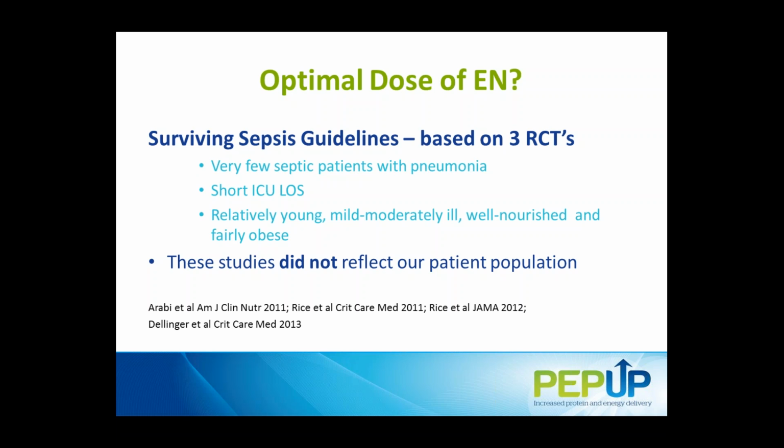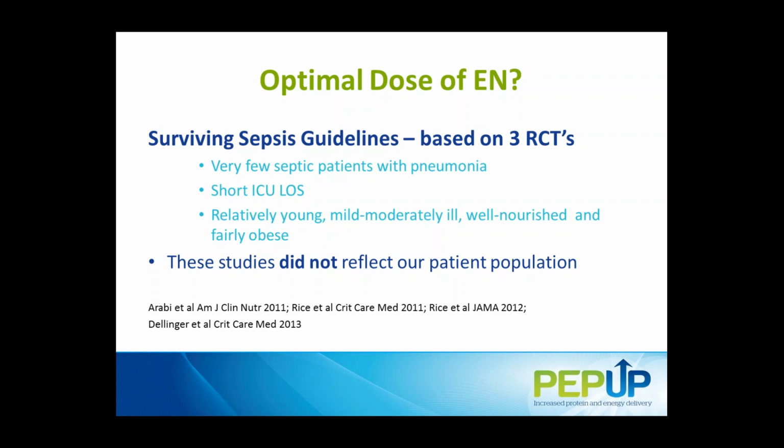So after having 3 or 4 small heart attacks, I sat down with a few of my intensivists, and we reviewed the 3 randomized controlled trials that the Surviving Sepsis guidelines are largely based on. These studies found that there is no effect on mortality with the provision of trophic feeding in the first week. But when we took a closer look at the patient populations included in those trials, we really felt that they did not strongly reflect our patient population.